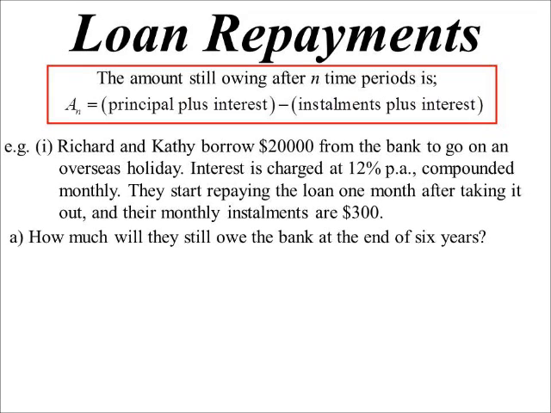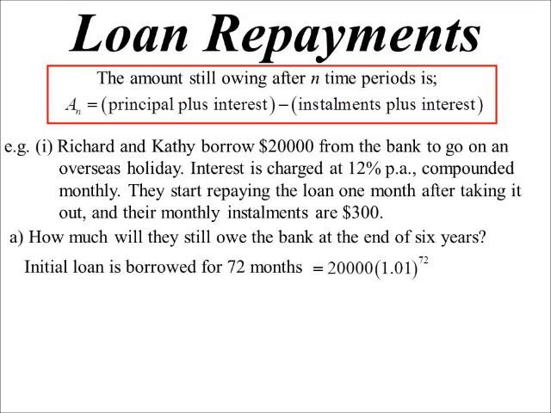How much will they still owe at the end of 6 years? Okay, so the initial loan, we always have to work out the initial loan with the interest rate. Now, if 6 years have passed, then the initial loan plus the interest rate, well, we're talking monthly, so it's 72 months. Interest rate, oh, how nice, 12 divided by 12 happens to be 1. So 1.01 to the power of 72. So that'll be the initial loan.